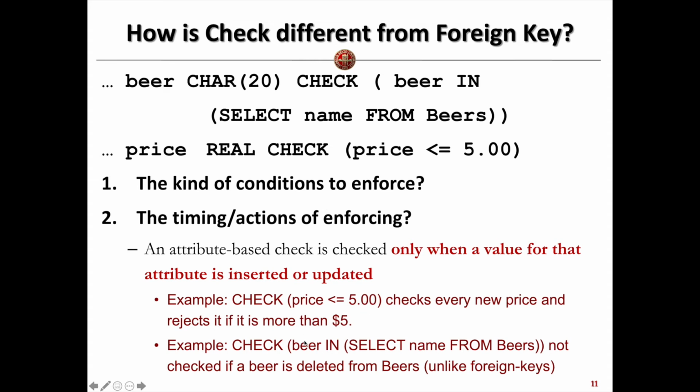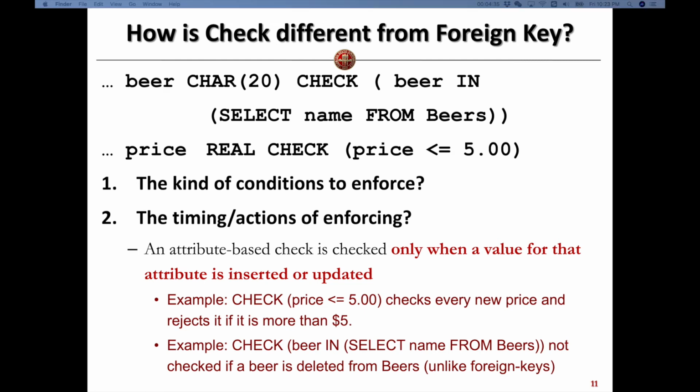As to check on the beers, we need to make sure beer is in the beers table. It's not checked if a beer is deleted from the beers table. It's very different for the foreign key, right? Foreign key will check both insertion, deletion, and updating. However, for the check, this constraint we use here, we ignore these deletions. So it's very different from the foreign keys, right? Okay, so this is about the check, this constraint.